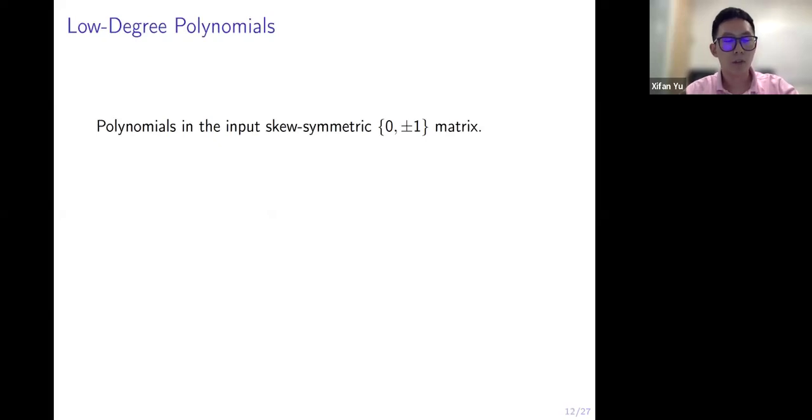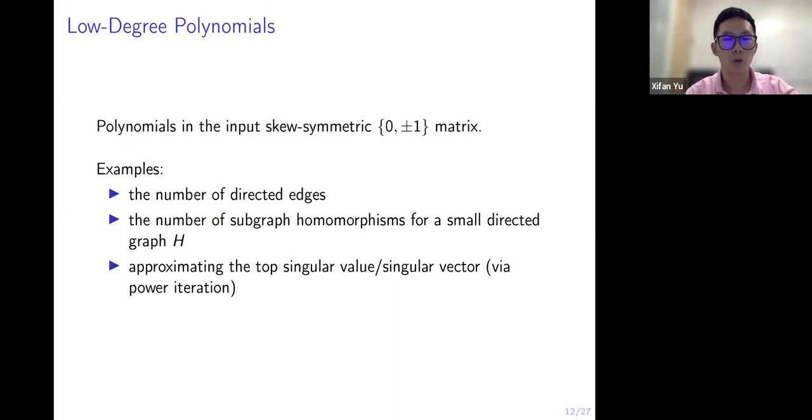So we start by giving a brief introduction to the low degree polynomial method. We will consider polynomials in the input skew symmetric 0, plus or minus 1 matrix. Some examples of these polynomials include counting the number of directed edges of the input graph, counting the number of subgraph homomorphisms for a small directed graph H, or approximating the top singular vector with the power iteration algorithm.